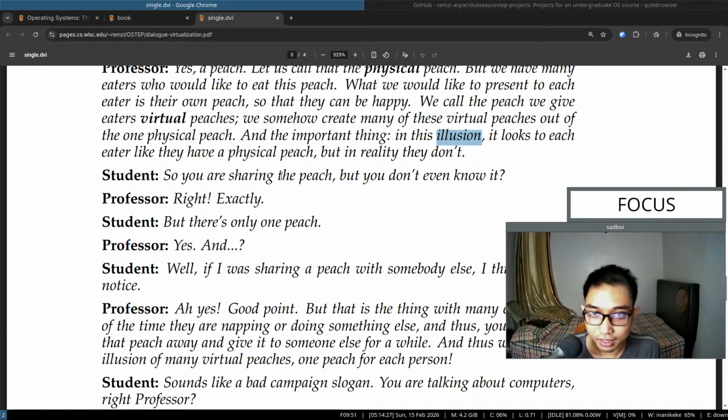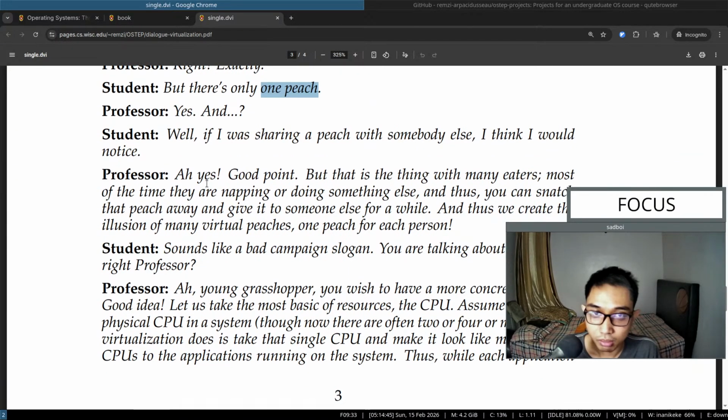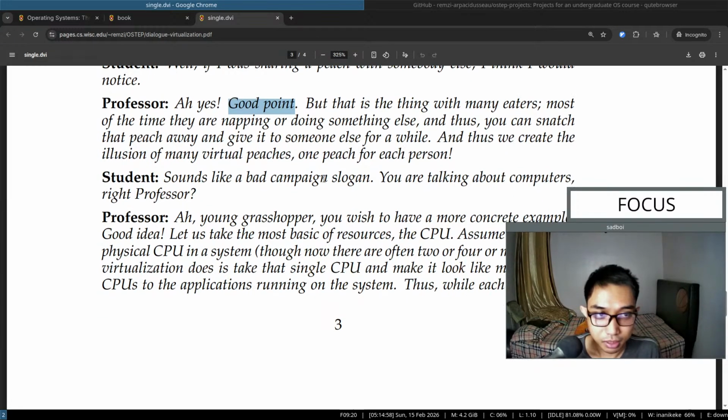So you are sharing the bits, but you don't even know it. Right, exactly. But there is only one bit. Yes, and well, if I was sharing a bit with somebody else, I think I would notice. Yes, good point. But that is the thing with many ethers.